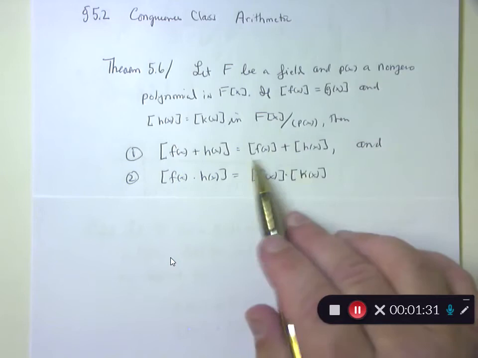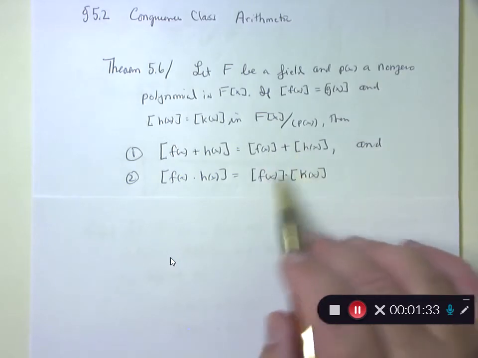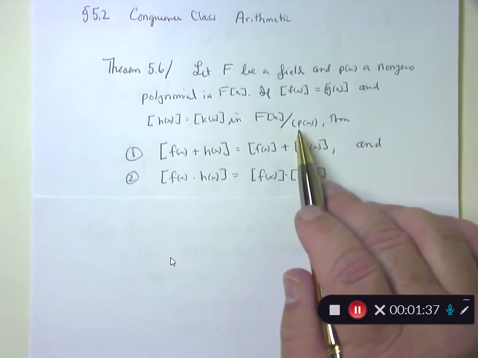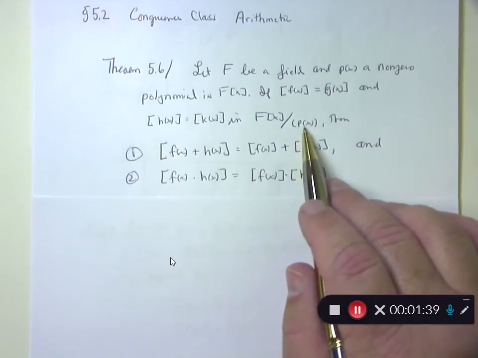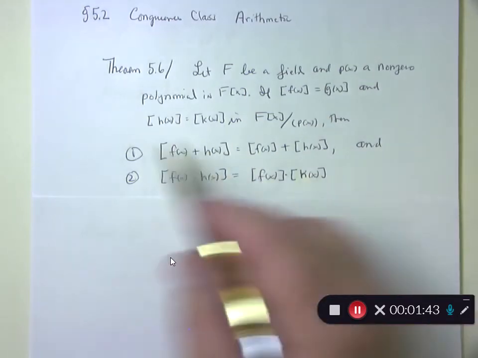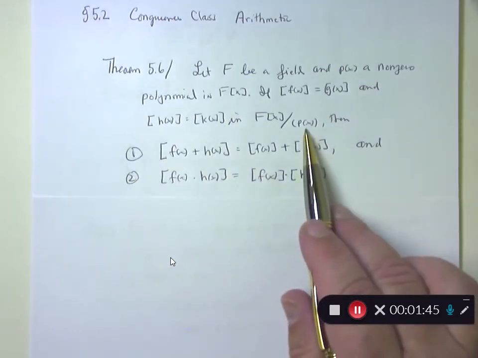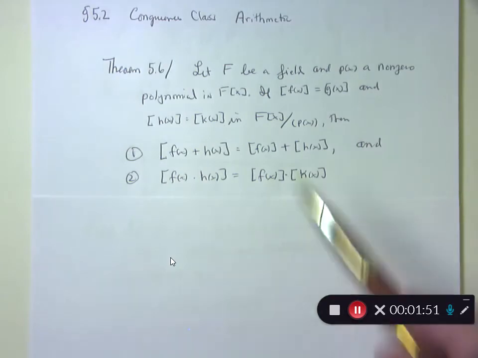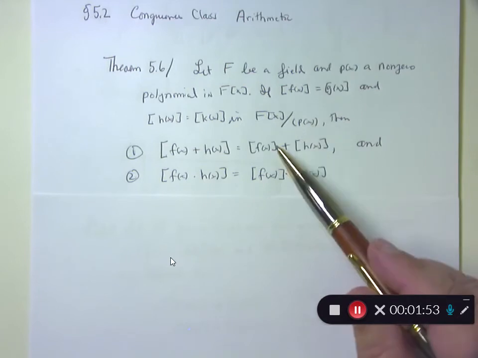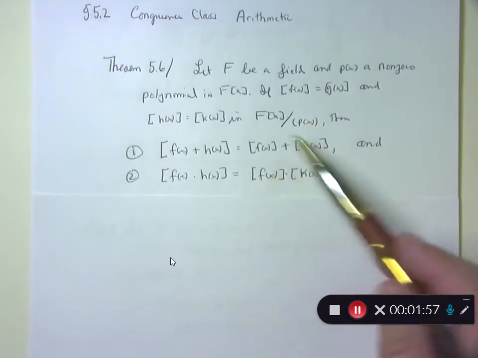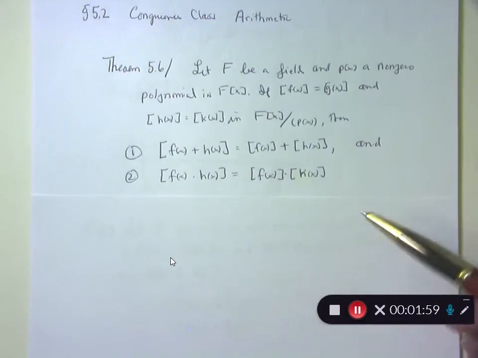So this is how you add and how you multiply equivalence classes. You literally just add the polynomials together and multiply the polynomials. But remember, if you get the degree of p of x or bigger, you're going to have to divide by p of x and knock it back down into a polynomial of degree less than p of x. Remember, it's the remainders when you divide by p of x. Sometimes these guys don't get bigger than p of x, but when they get the same size or bigger, you got to divide by p of x to see what it's equivalent to.